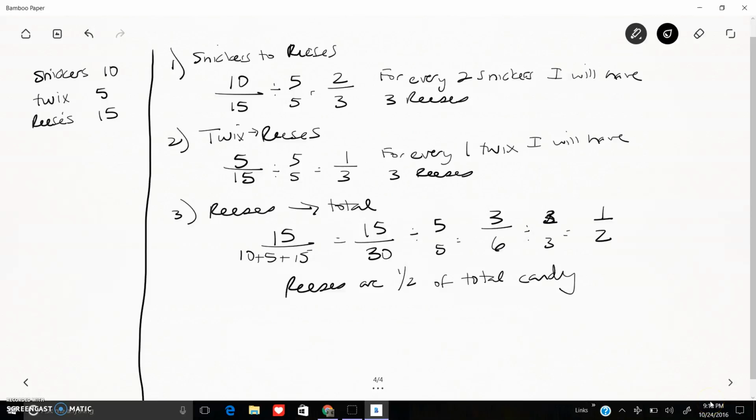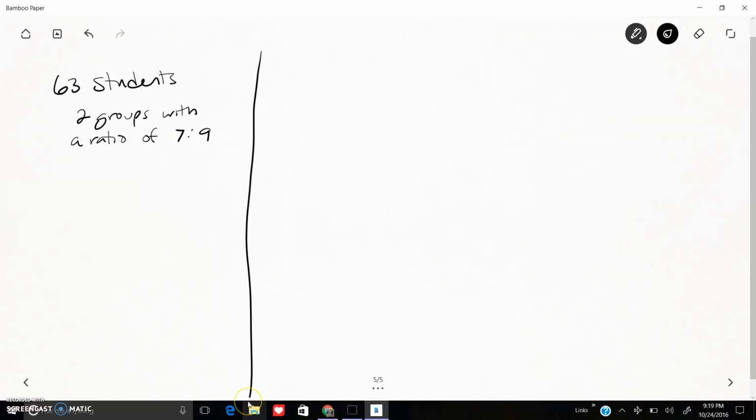All right, let's do one more of having a total and putting it into groups. Okay, let's say I have 63 students and I want 2 groups with a ratio of 7 to 9. All right, so in order to do that, the best way would be to draw a diagram. So I have my girl group and my boy group, and we can separate them into girls and boys.